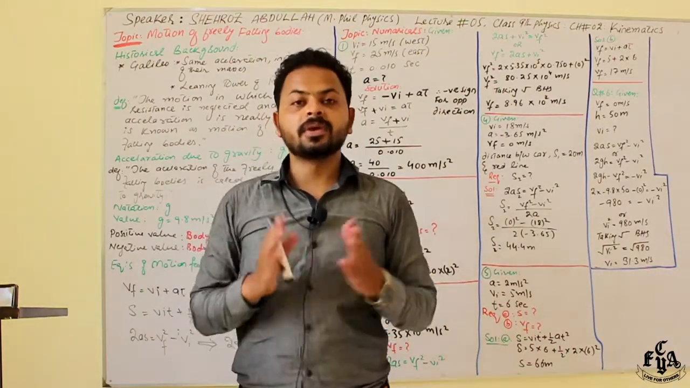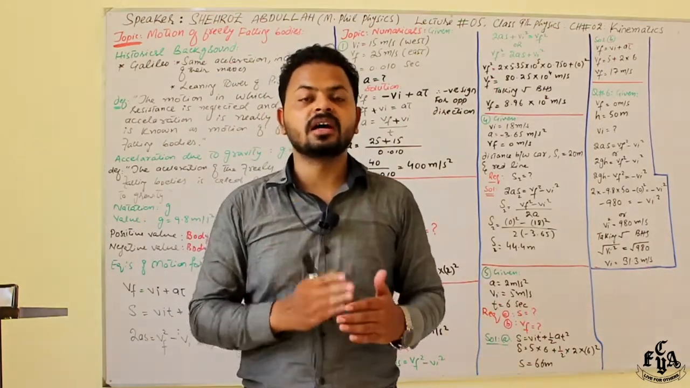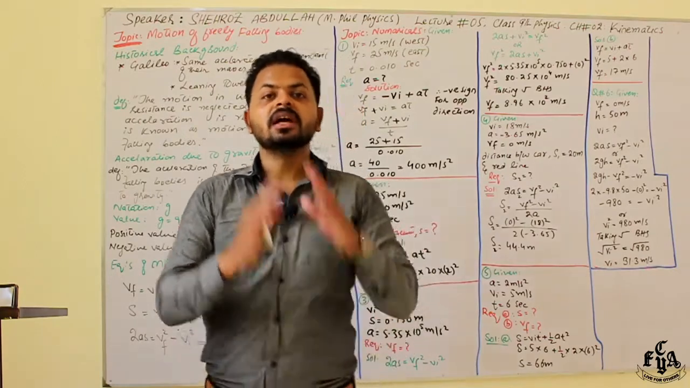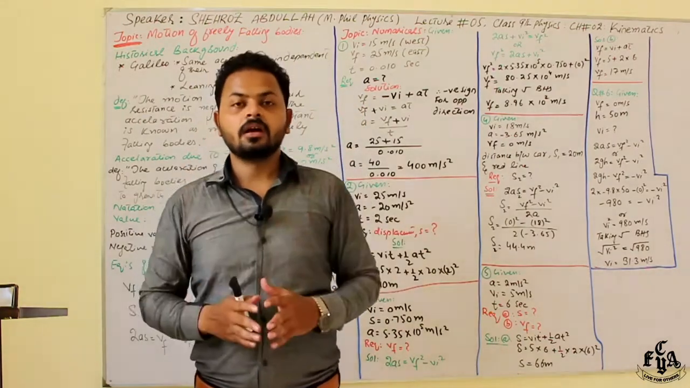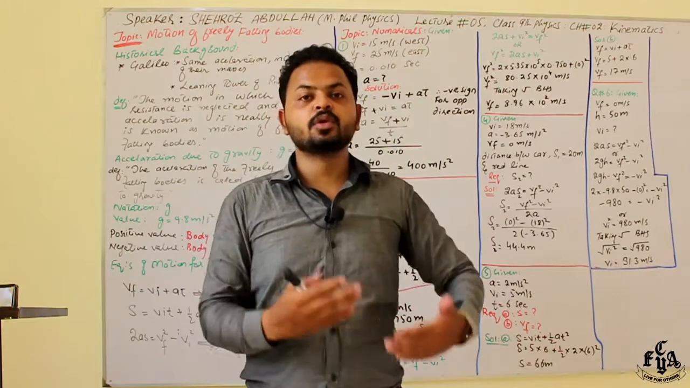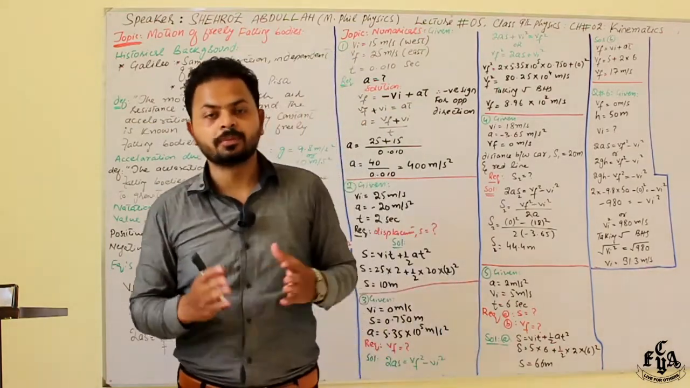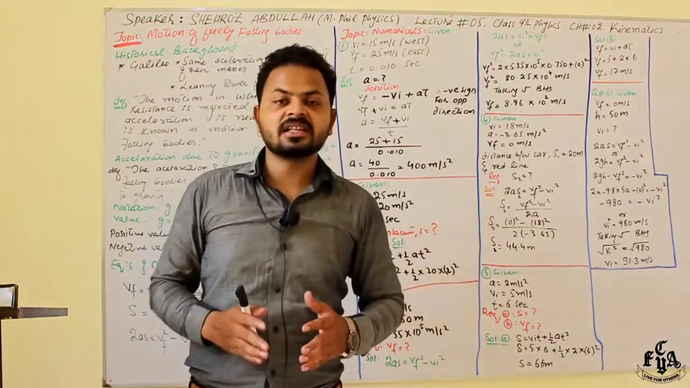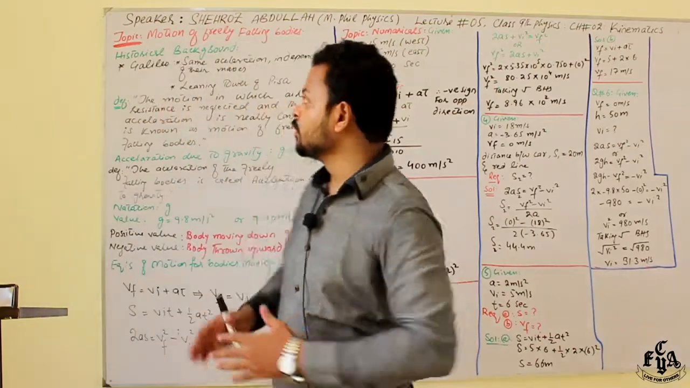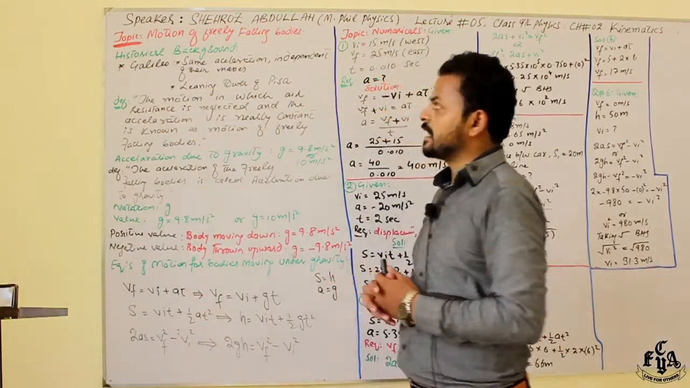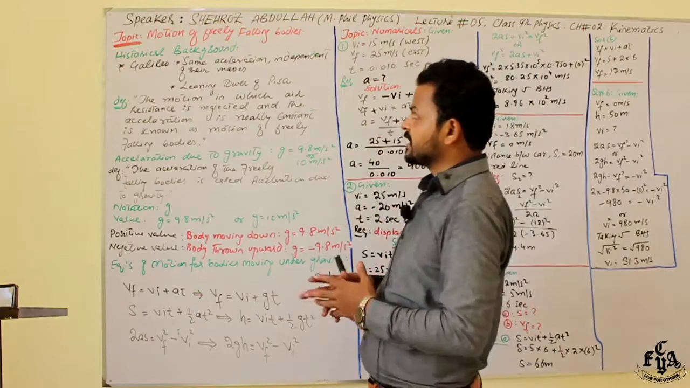Okay. Let me recall the previous work we have done yesterday. If you remember, in the previous lecture we have done all the three equations of motion, their graphs, their derivations and their proofs, their values, all the things we have done in the previous lecture, right? Now in today's lecture we will discuss how the motion of freely falling bodies is observed.